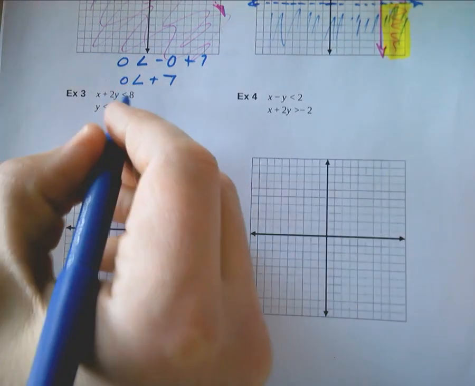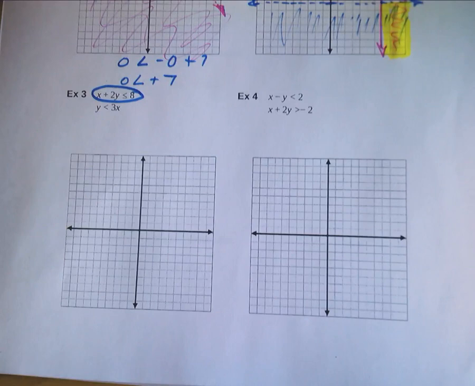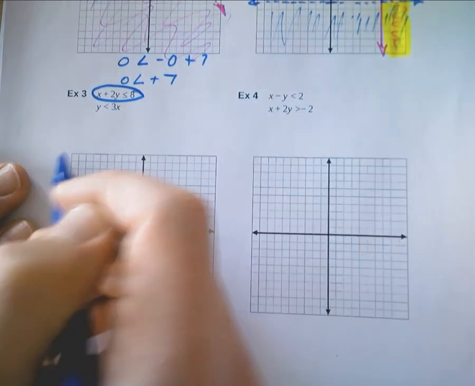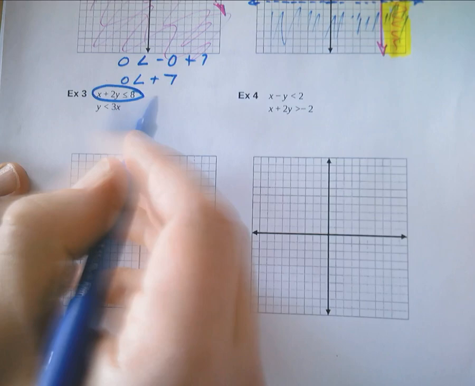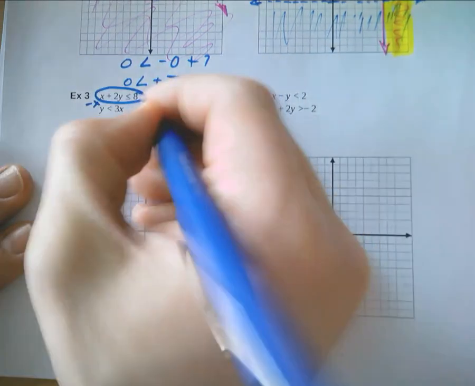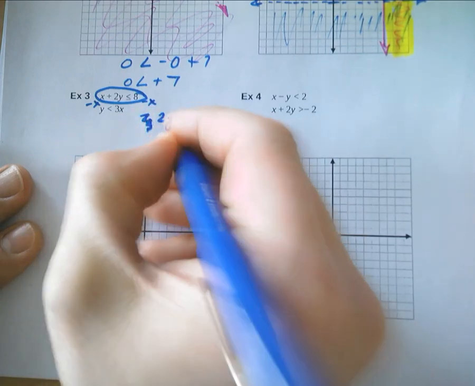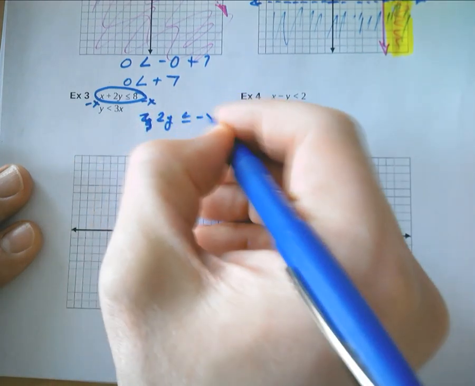So let's do this one here. I've got x plus 2y is less than or equal to 8. Again, we want y equals mx plus b, right? First thing I need to do, I want to get this 2y by itself. So I'm going to move this x. How do I move this x over? Subtract it over. All right, so I've got 2y is less than or equal to negative x plus 8.